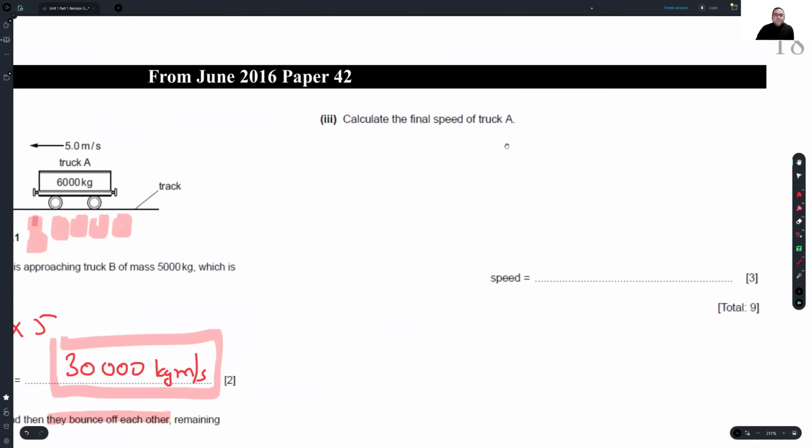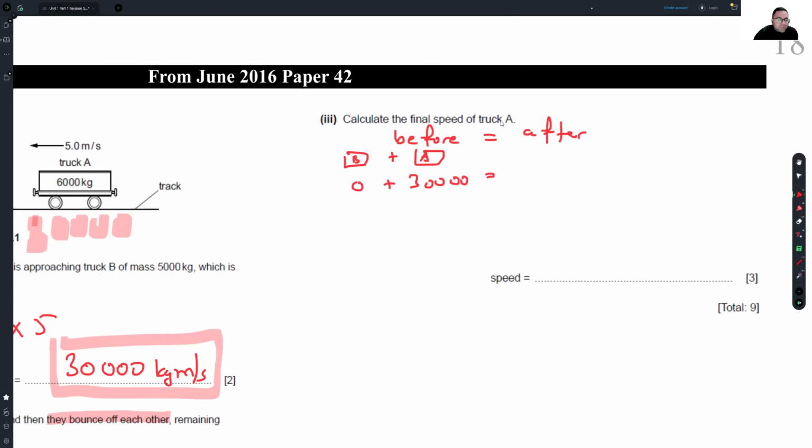Next, calculate the final speed of truck A. Wait, what? Why does he want truck A? Just listen to the dude. How do I solve this? Easy. Total momentum before equals total momentum after. Now, I already know that the total momentum before the collision, because B was stationary and A was moving, is 0 plus 30,000. What about after the collision? After the collision, B was moving and I already have the momentum, which means what's the momentum of A after the collision?